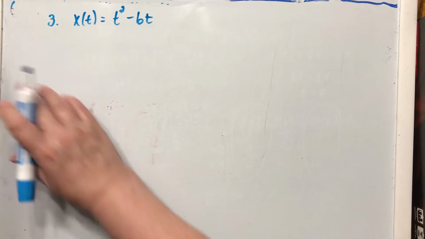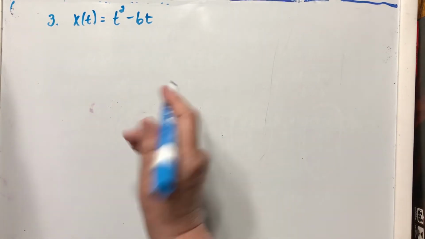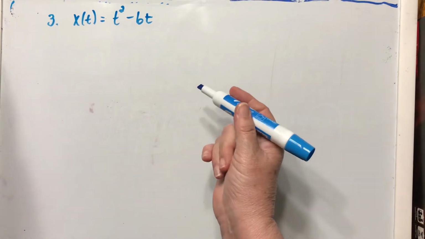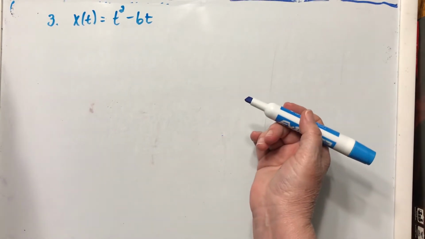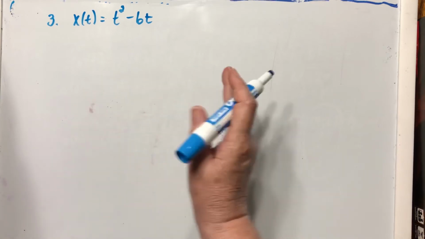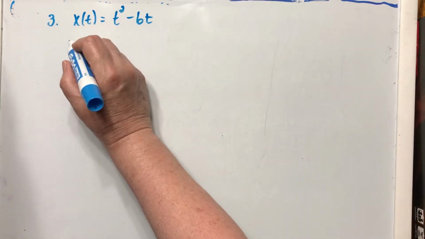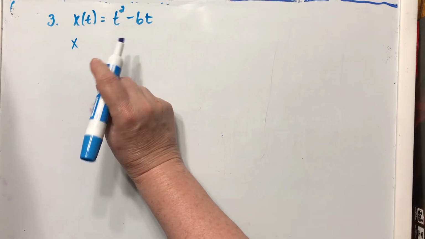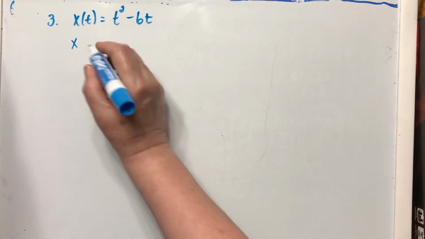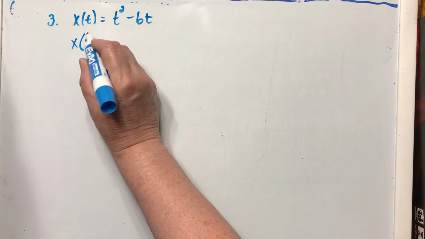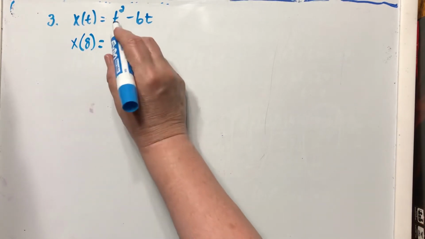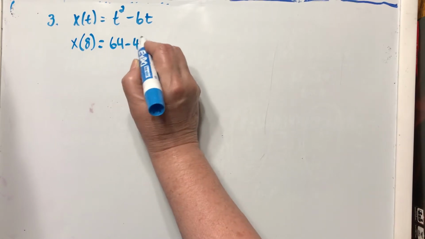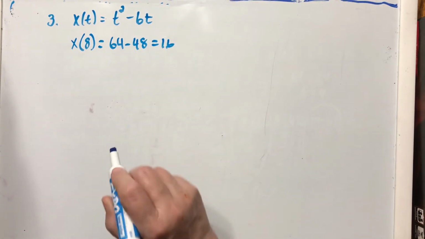How far does it travel? Well, what we're going to do here is actually figure out its position after 8 seconds and its position after 10 seconds. And then we can figure out how far it's traveled. So we're actually not going to do a derivative yet for this. We just want its position at 8 seconds. So we're going to plug 8 in for t here. We're going to get 64 minus 48, which is 16.